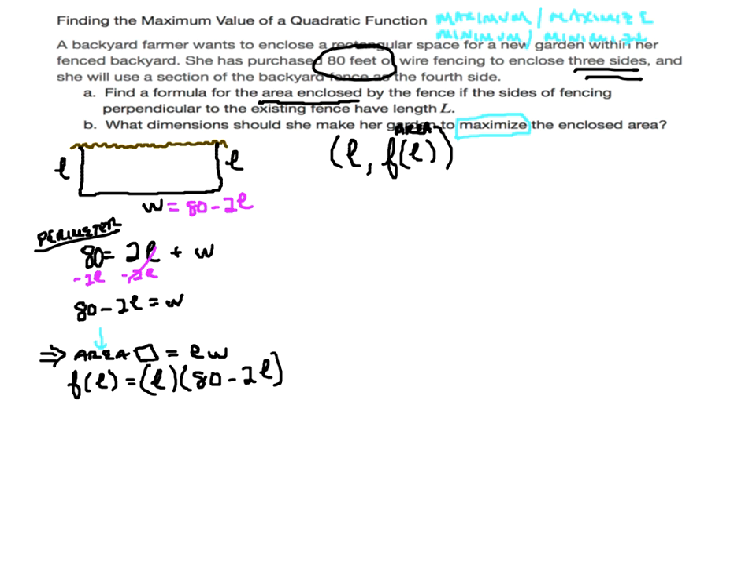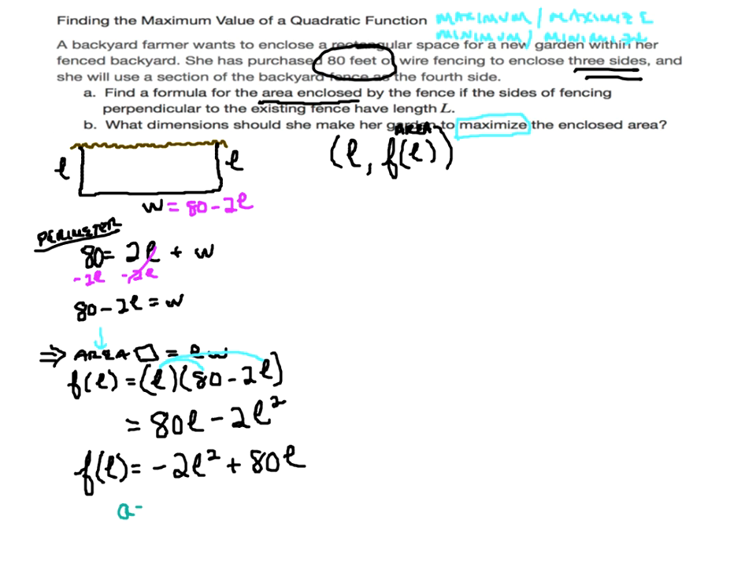Here's why this is in the section on quadratics. Because when I multiply my length and my width, I end up getting 80L minus 2L squared. So if I flip-flop that around, f of L, or my area, is equal to negative 2L squared plus 80L.